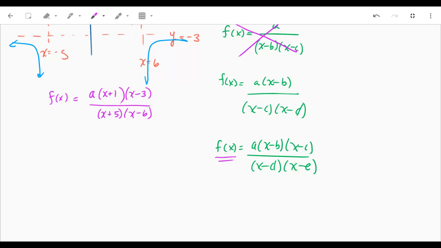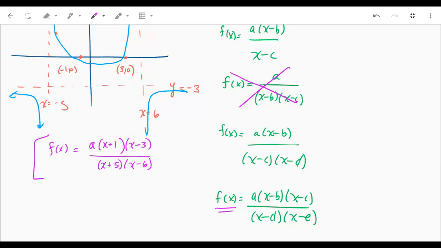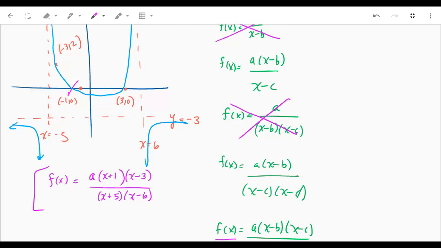It doesn't really matter which one is which. I think they just have you type in your equation, so we don't have to write like b equals, c equals, d equals. We're going to write in something like this. So the last thing is to figure out what a is. To figure out what a is, we use that extra point that they gave you. We've used all of the information they gave us, right? We've used the two x-intercepts, the two asymptotes.